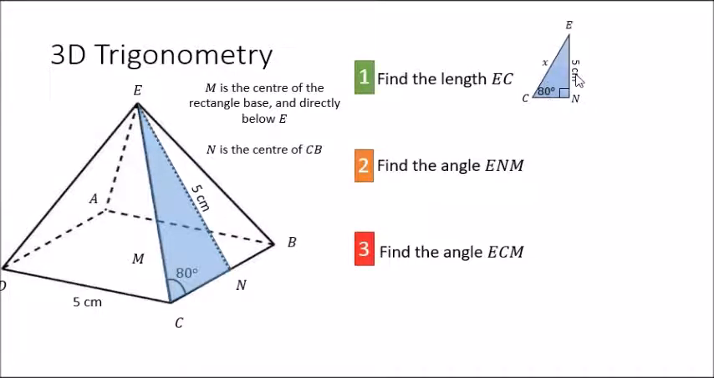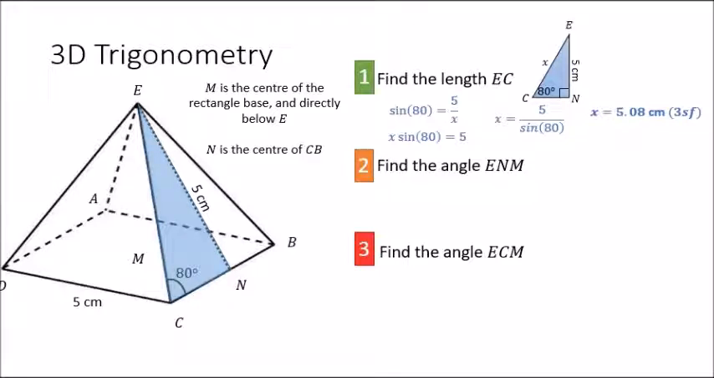So what we can use is sine. Sine of 80 is 5 over x. We rearrange, we get x sine 80 is equal to 5. Divide by sine 80, we get x is equal to 5 over sine 80. We can type that onto the calculator and get x is equal to 5.08 centimetres to 3 significant figures.